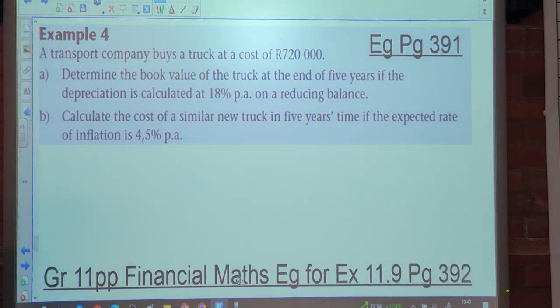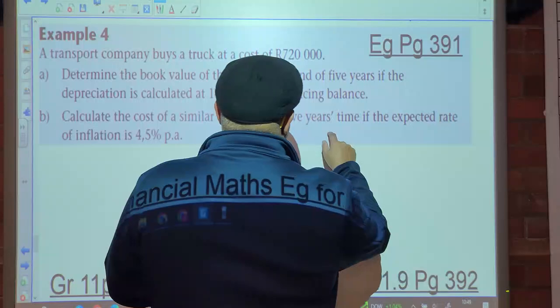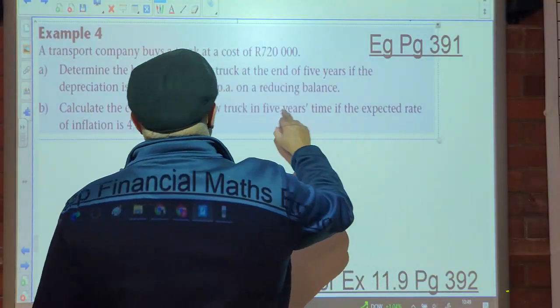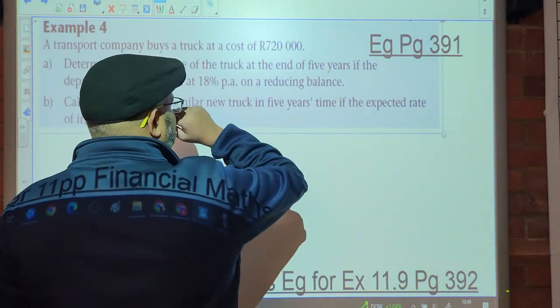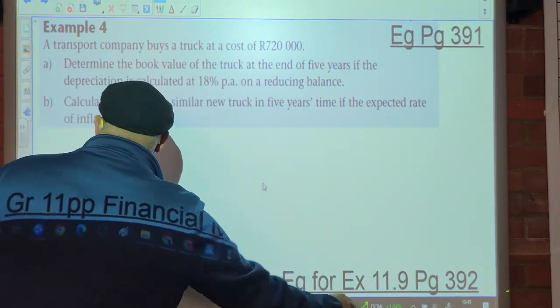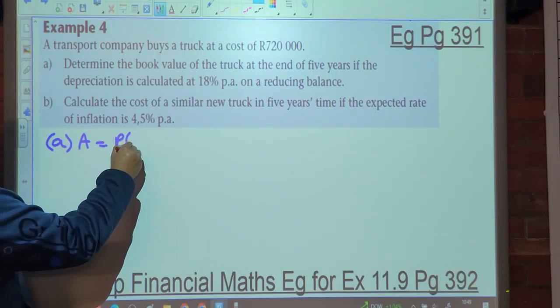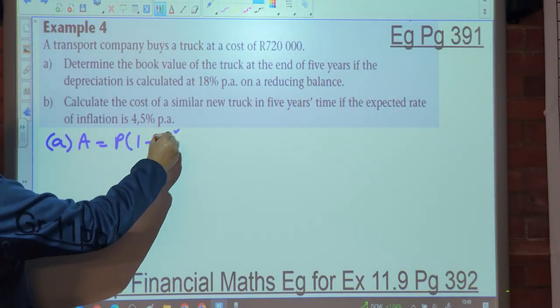Right. So here we are told a transport company buys a truck at the cost of 720,000 Rand. Determine the book value of the truck at the end of 5 years if depreciation is calculated at 18% per annum on the reducing balance method. Right. So what formula do I use? Reducing balance formula. What is the formula? A is equal to P into 1 minus I to the exponent E.